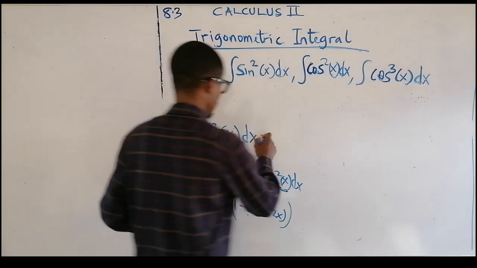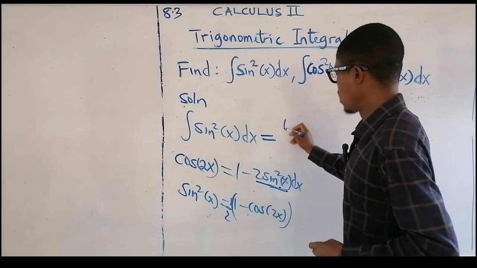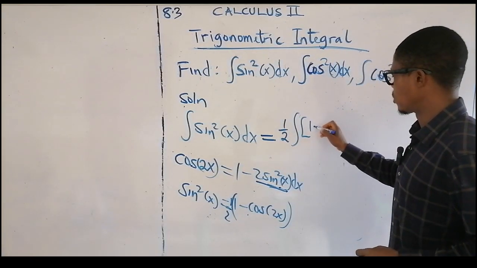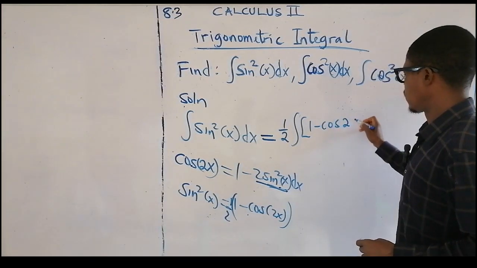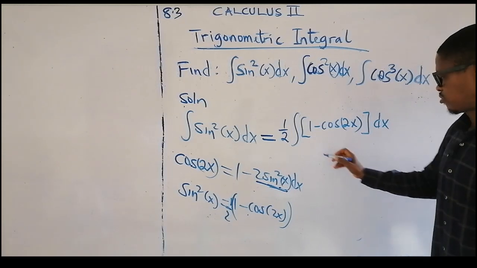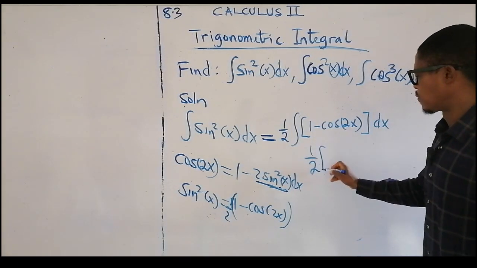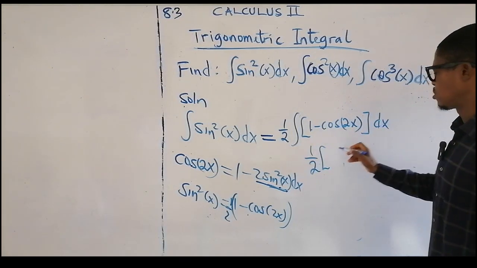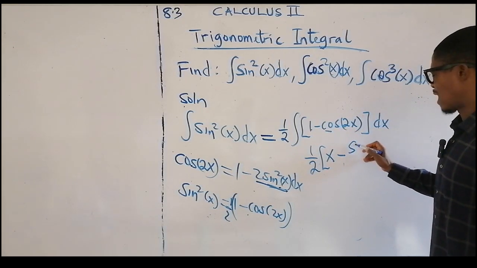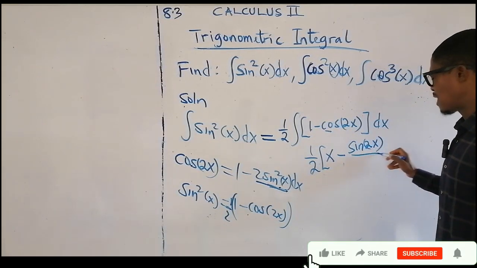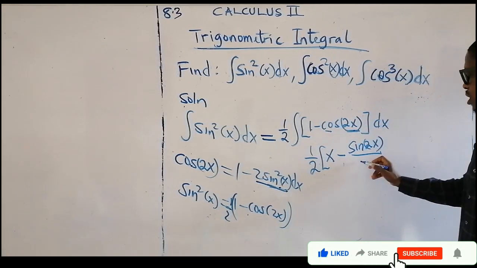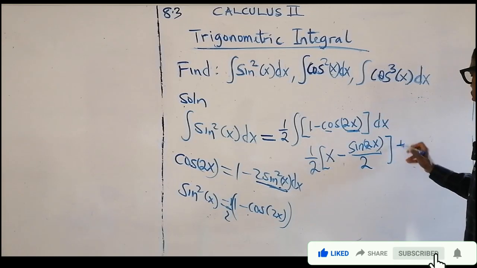Then we can now come back to this place. Integral of this will now become half as a constant outside the integral, and then we have 1 minus cos 2x, close the brackets, dx. So straight away we can get the answer. Integral of 1 with respect to this function is x, minus integral of cos is sine 2x. Then you divide by the derivative of this inner function. Derivative of 2x is 2, plus c.